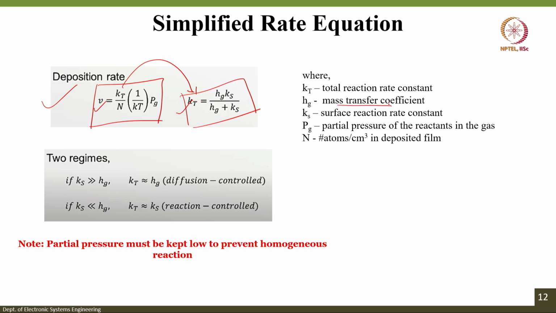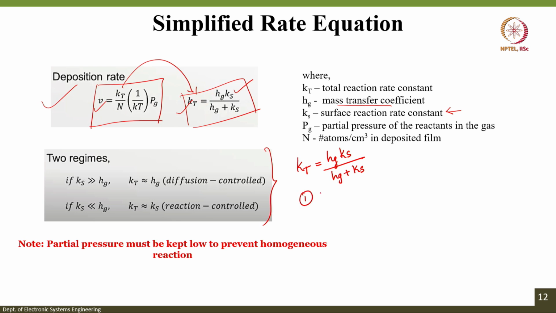coefficient. Mass transfer coefficient is a quantity that describes the rate of mass transfer between two phases, and Ks refers to the surface reaction rate constant, that is the rate at which a surface reaction happens. And when you refer to this equation, Kt is equal to Hg into Ks divided by Hg plus Ks. As mentioned here, there can be two cases possible, or two regimes. You can divide the CVD process into two regimes based on this equation.